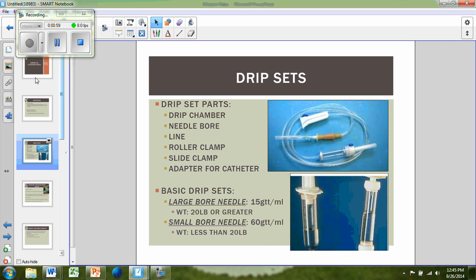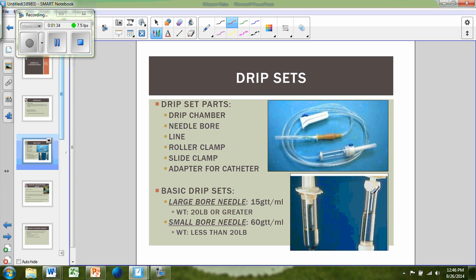So drip sets. Drip sets are very important because depending on the size of your animal will depend on the drip set that you grab to actually deliver the fluids to the animal. So your drip set parts will include the drip chamber. The drip chamber is this clear area that you can see here. These are drip chambers. The needle bore is where the drip actually comes out.